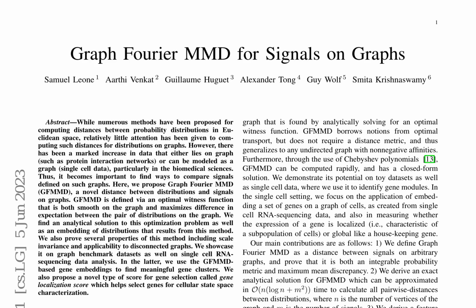Graph Fourier MMD, GFMMD, is a novel distance between distributions and signals on graphs, which is defined via an optimal witness function that is both smooth on the graph and maximizes the difference in expectation between the pair of distributions on the graph. This method is particularly useful for comparing signals on graphs, such as protein interaction networks or single-cell data, where traditional methods for computing distances between probability distributions in Euclidean space are not applicable.